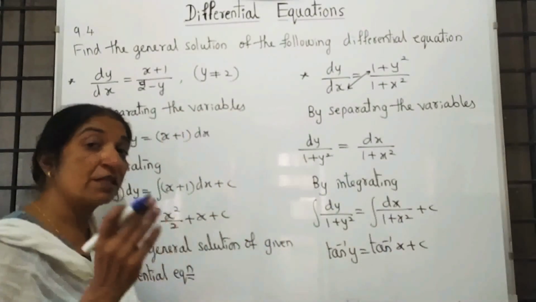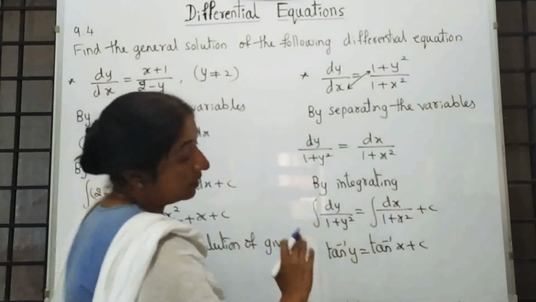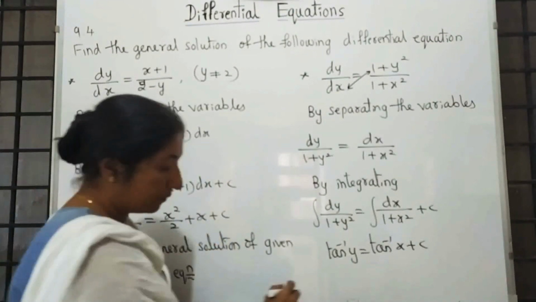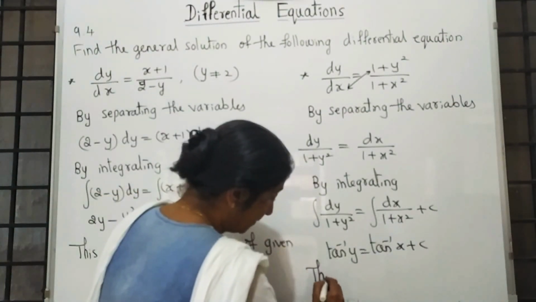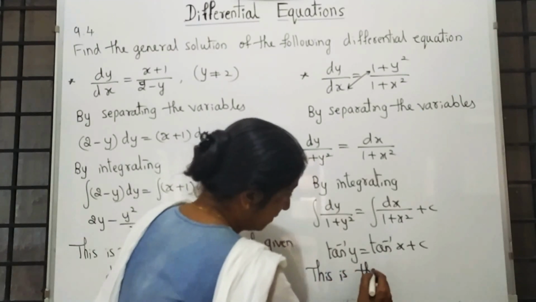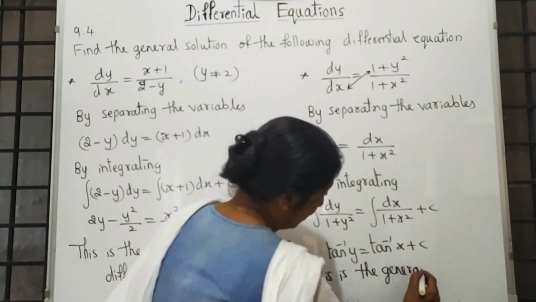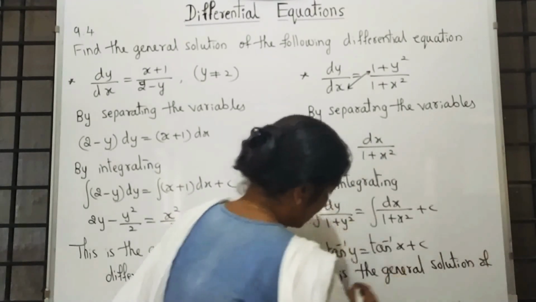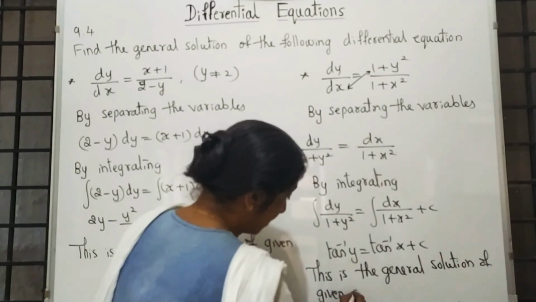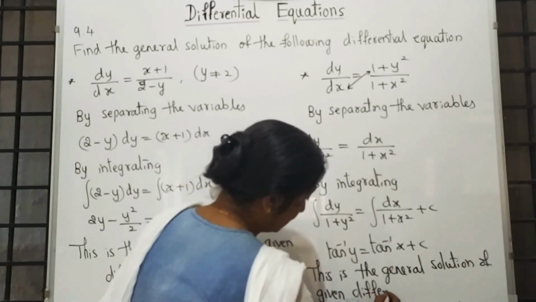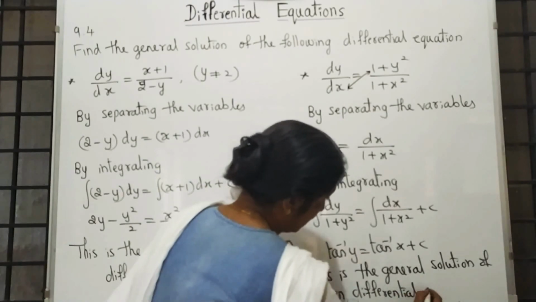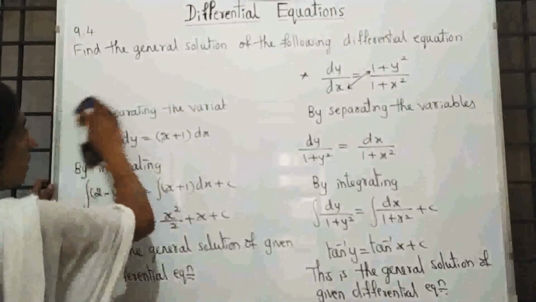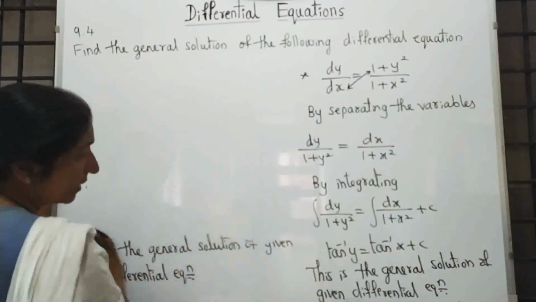The same question they twisted in the CET and the answer is different. At that time we have to write the constant in terms of, I will explain now. So, this is the general solution of the given differential equation. See, the same question they ask in the CET, but they twisted the answer. In the answer we are not finding this solution.